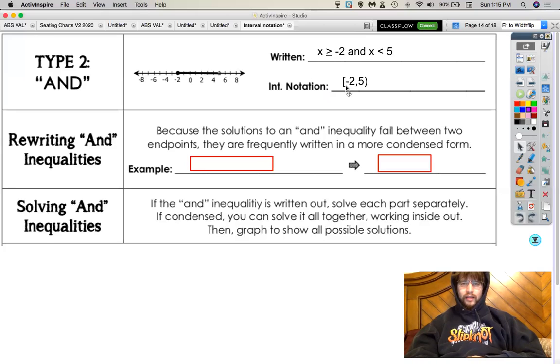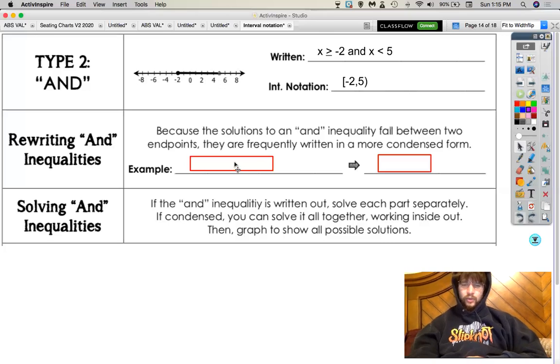We've got bracket, -2, comma 5, parentheses. Included, not included. Bracket, parentheses. We're starting at -2, we're ending at 5. No infinities here. We don't have to have infinities every time. See? Right here we don't have an infinity because it doesn't go on forever.